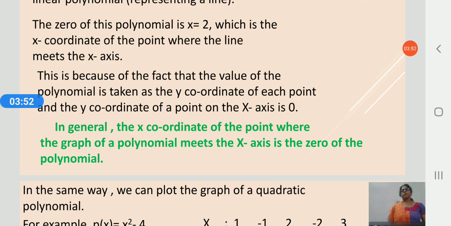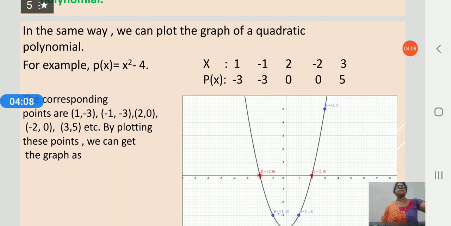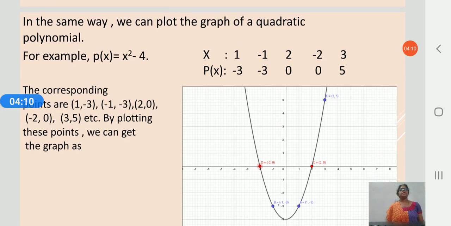Consider a quadratic polynomial. We know the general form of the quadratic polynomial is ax square plus bx plus c, where a not equal to 0 and a, b, c are real numbers. Consider an example. Suppose p of x is equal to x square minus 4.